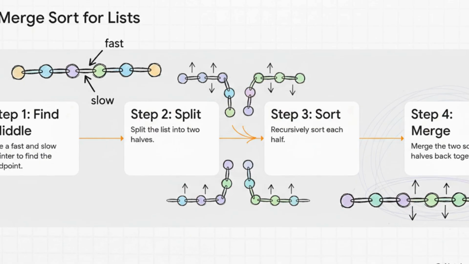Merge sort for linked lists works by first splitting the list in half, again and again, until you just have a bunch of single nodes. And hey, a list with one node is already sorted, right? Then, it uses the exact merge logic we've been practicing to combine those sorted halves back together, piece by piece, into one final, perfectly sorted list.